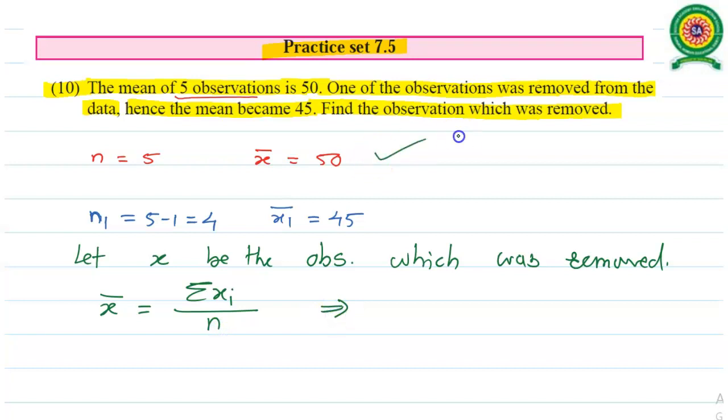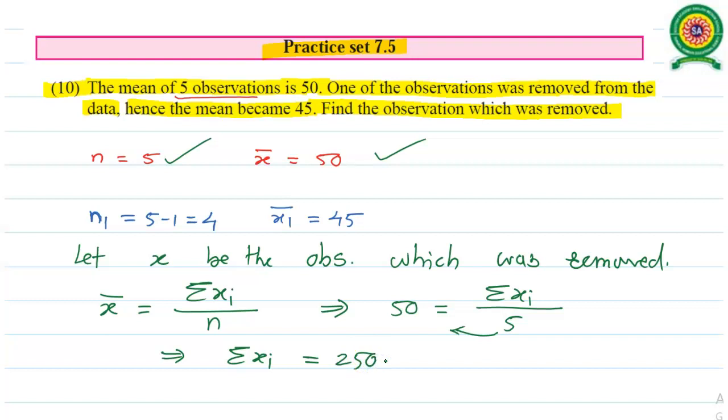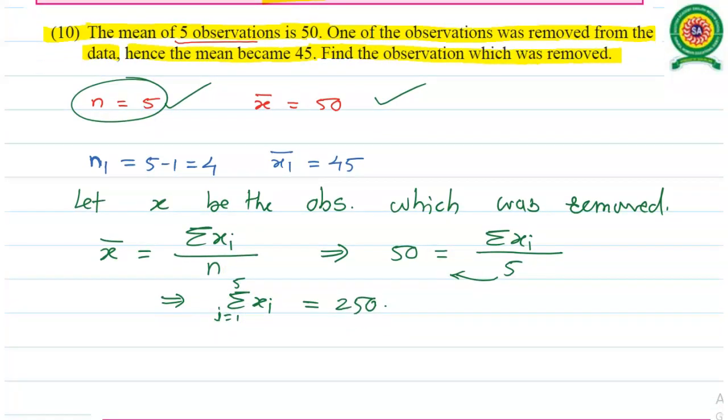So the value of x bar at the start is given as 50, and the total number of observations is 5. So what is the value of sum of xi? That means the sum of all observations is 50 into 5, which becomes 250. Here i varies from 1 to 5 because we have 5 observations. Now we have to remove one observation among the 5.